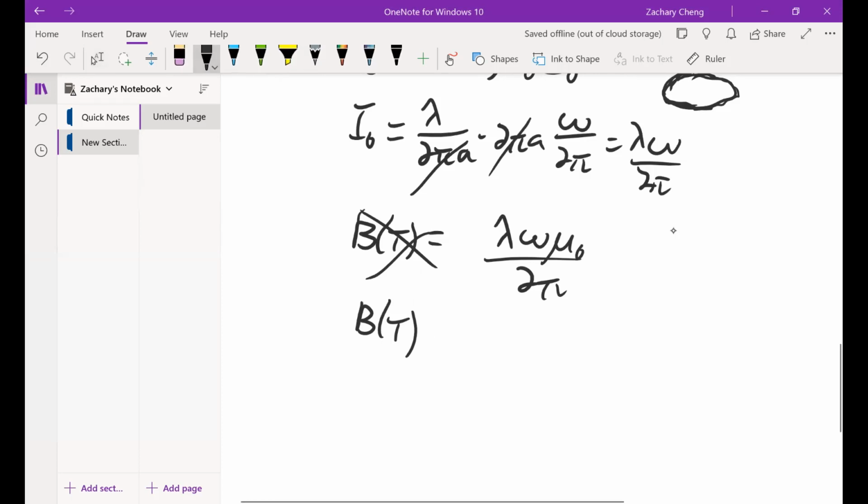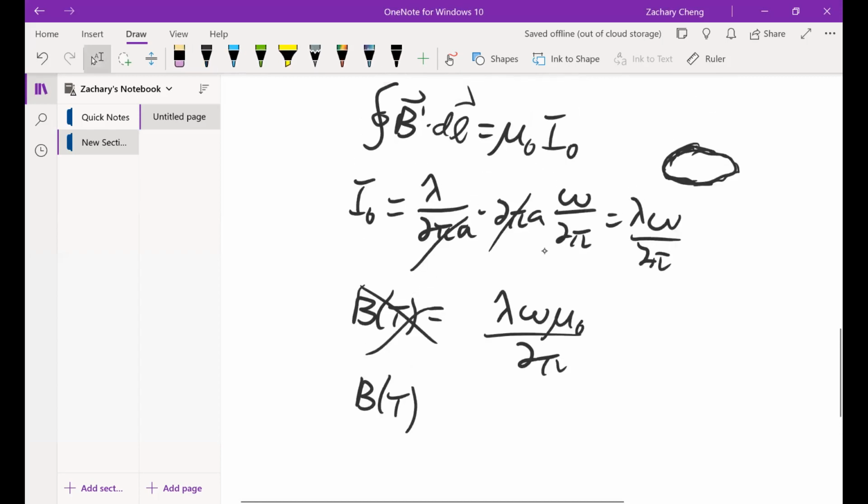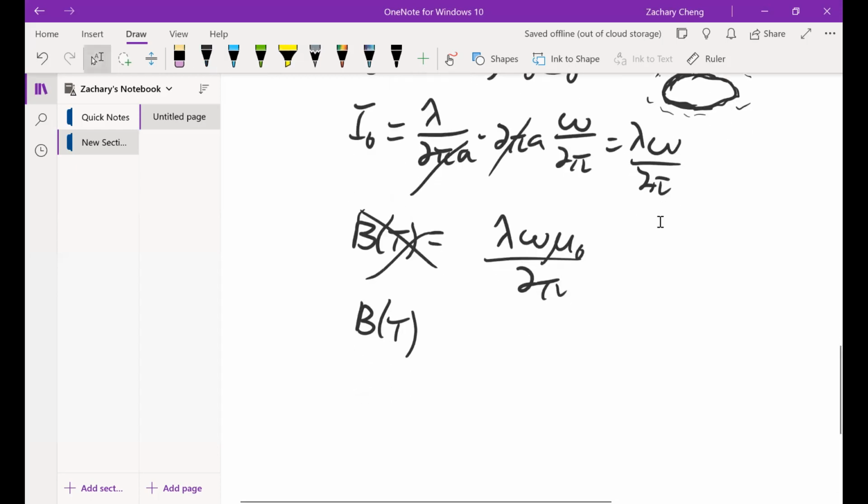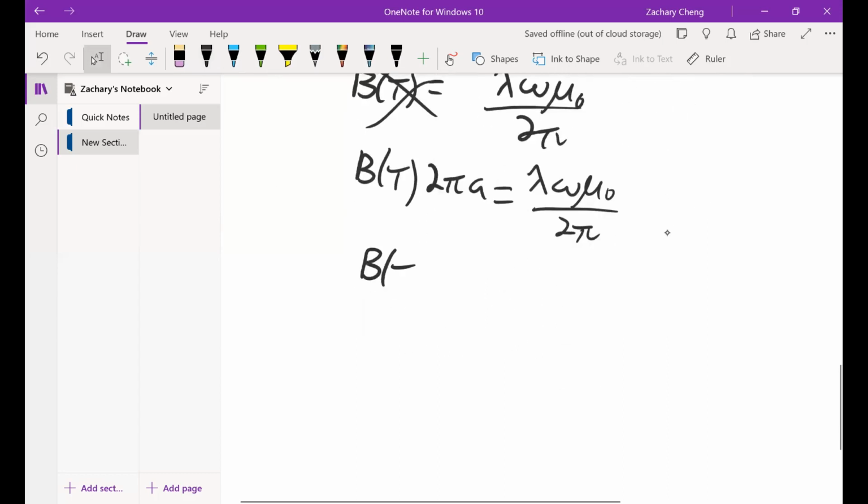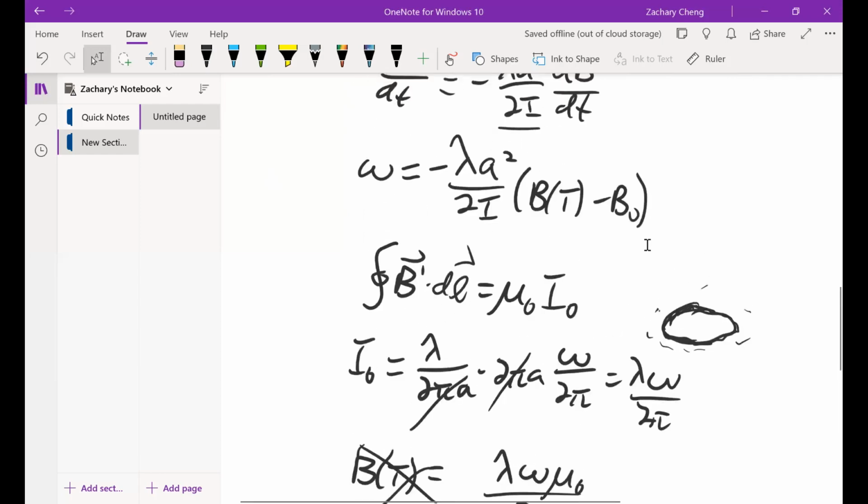Since when we integrate over dl, it's multiplied just by the circumference, because B goes around here and we're just integrating over this circle, circumference 2 pi a, so Bt times 2 pi a is equal to lambda omega mu 0 over 2 pi. So Bt is equal to lambda omega mu 0 over 4 pi squared a, I believe. Okay, so now we look back here.